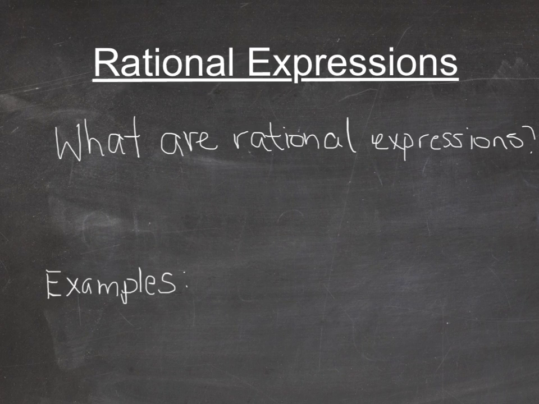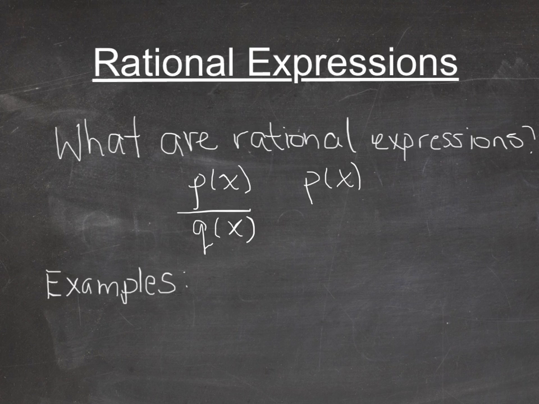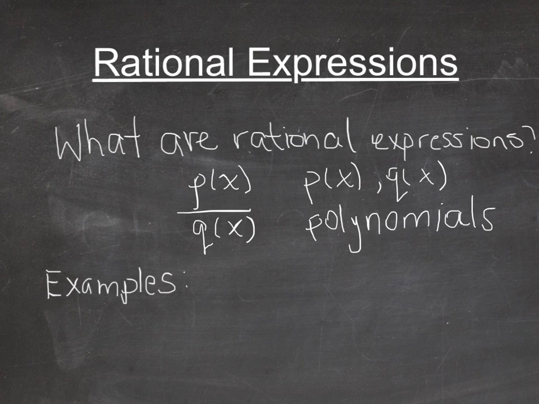So this video is about rational expressions. First we'll talk about what rational expressions are. It's where you have a polynomial divided by a polynomial. So let's say p of x over q of x, where p of x and q of x are polynomials, and they can be polynomials of any degree.